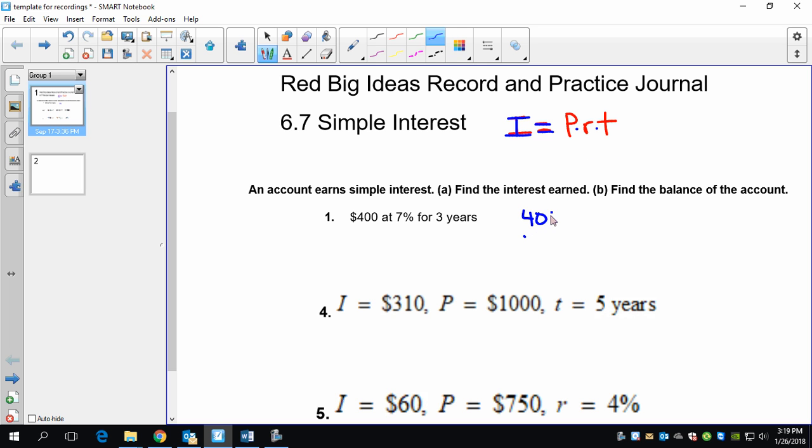So we're going to go 400 times, I'm going to convert my percent to a decimal, so I'm going to use 0.07 times 3 years. And if I do that, I'm going to get 84. So my interest would be $84, and it says find the balance of the account, so I'm going to do 400 plus that $84 in interest, so my total is going to be $484.